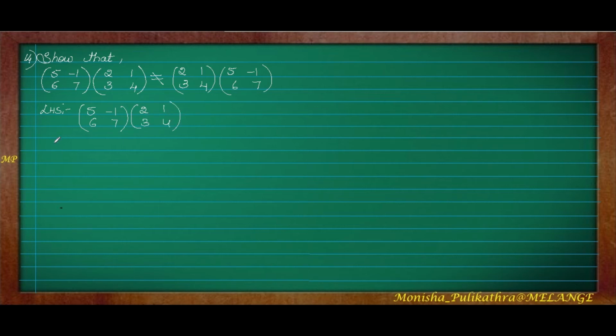Okay, so here first row with the first column: 5 into 2 plus minus 1 into 3. Next, again first row with the second column: 5 into 1 plus minus 1 into 4. In the same way, second row with the first column: 6 into 2 plus 7 into 3, and 6 into 1 plus 7 into 4.